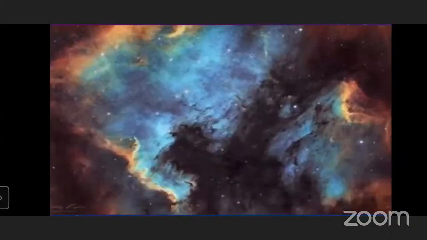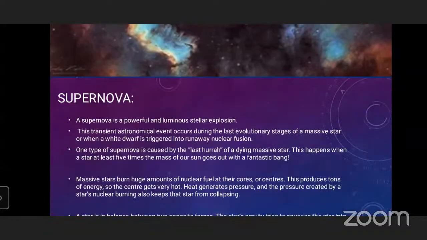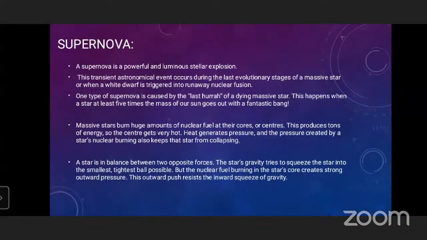Now let's come to know about the origin and the death of stars. Stars originate in a region called a nebula. A nebula is a giant cloud of gas and dust which contains the raw material for the formation of stars. Those gas and dust combine to form stars of hydrogen and helium. Later, stars, after dying, may convert into a supernova. A supernova is a powerful and luminous explosion. This transient astronomical event occurs during the last evolutionary stage of a massive star, or when a white dwarf is triggered into runaway nuclear fusion.